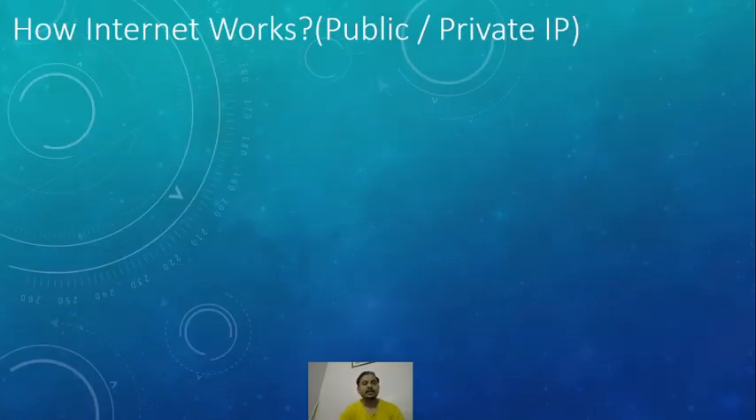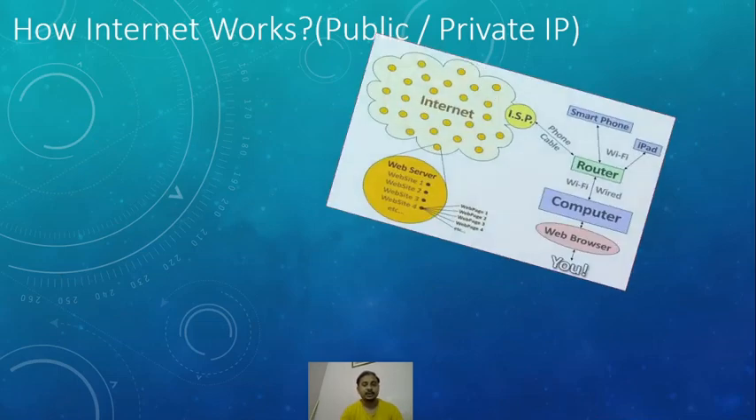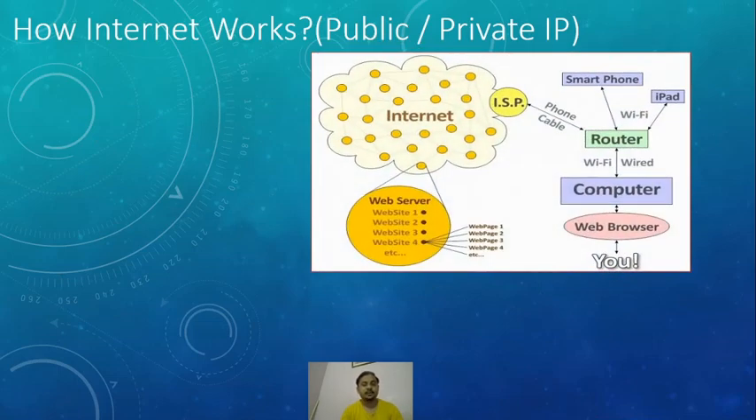Now let's understand what public IP and private IP are and how the internet actually works. Let's have a look. You have a router which you got from Alliance Broadband or any internet provider, that is your ISP, internet service provider, or BSNL, Jio. They gave a wired or wireless network to you. You have your iPhone, your smartphone, iPad, everything connected to the router.